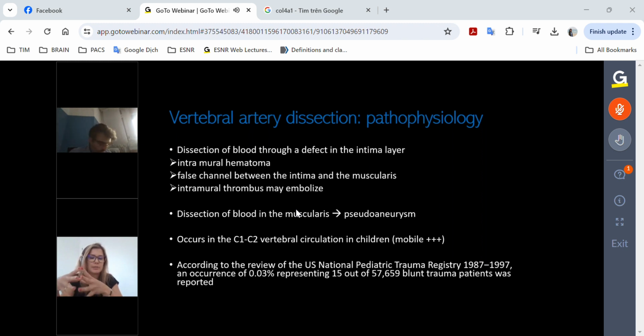and there is an intramural hematoma. There is a false channel between the intima and the muscularis, and then this intramural thrombus may embolize. If you have a dissection of blood in the muscularis, then there is a pseudoaneurysm. In this case, we had both. It usually occurs around the C1, C2 level because it's the most mobile part.